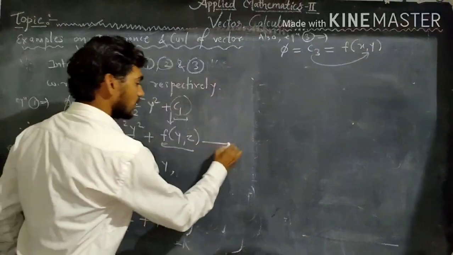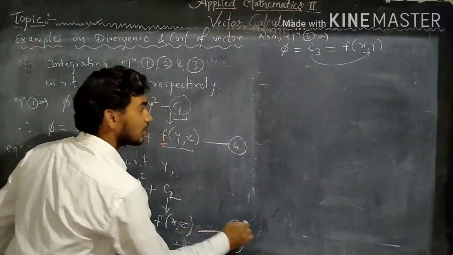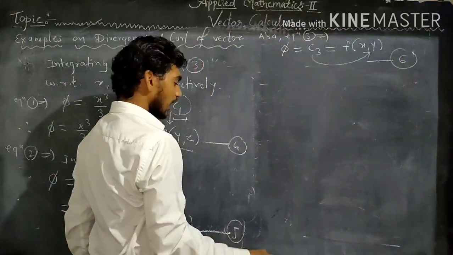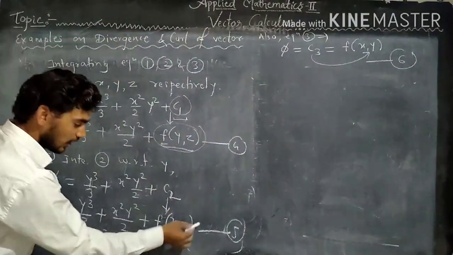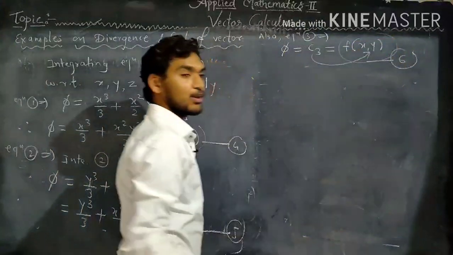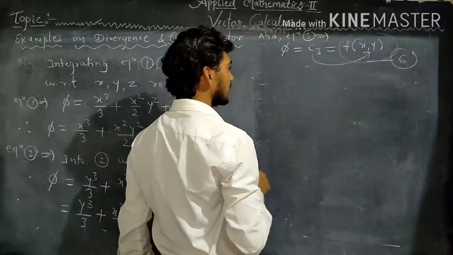Say equation 4, equation 5 and equation 6. Now we will find f of yz, f of xz and f of xy. For that we will follow the following process.